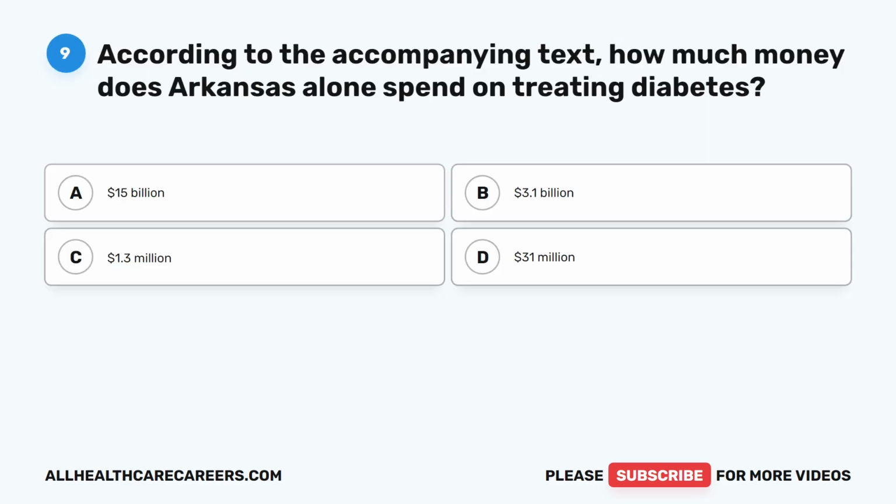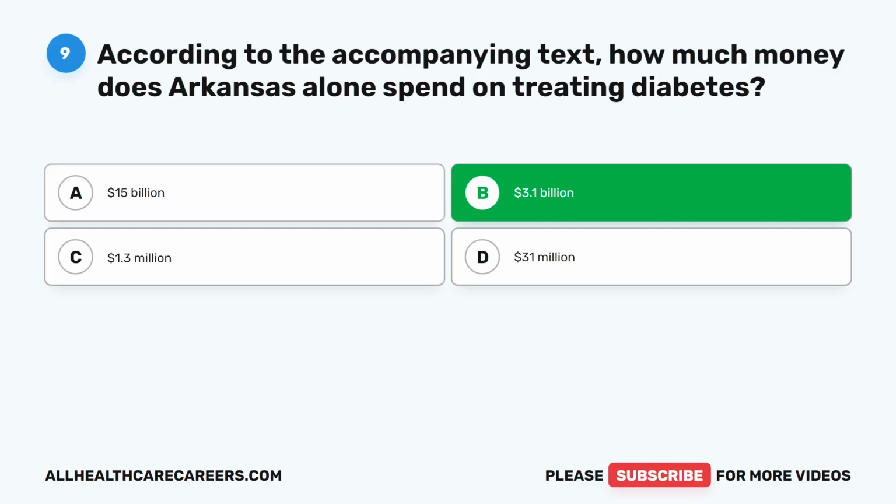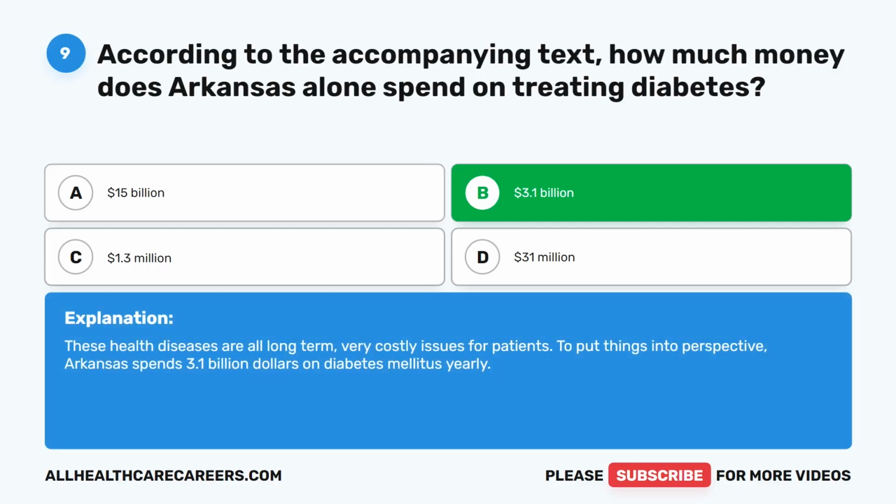Question 9. According to the accompanying text, how much money does Arkansas alone spend on treating diabetes? A. $15 billion. B. $3.1 billion. C. $1.3 million. D. $31 million. The correct answer is B. $3.1 billion. These health diseases are all long-term, very costly issues for patients.